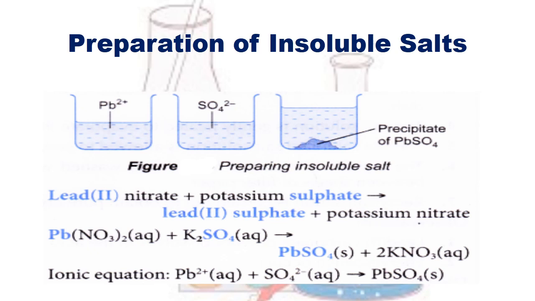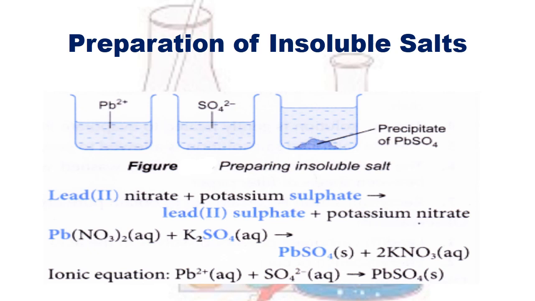And finally, we'll be looking at the preparation of insoluble salt. How are insoluble salts prepared? Insoluble salts are prepared from solutions of 2 soluble salts by precipitation. And in the precipitation process, there is double decomposition reaction. Now what we have on the screen here is a very good example.